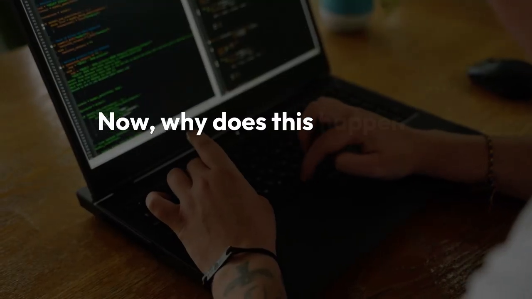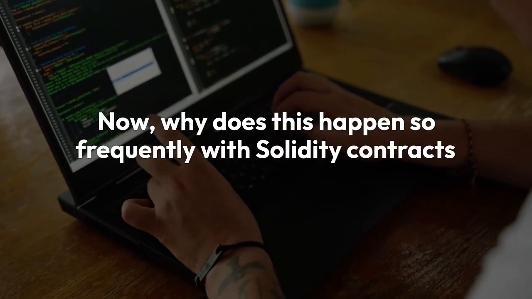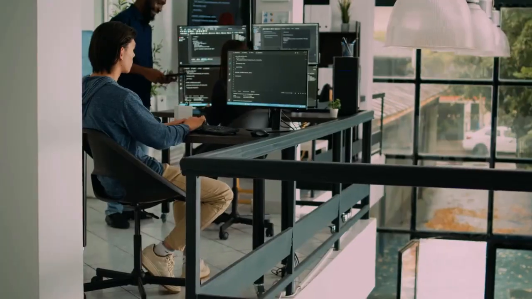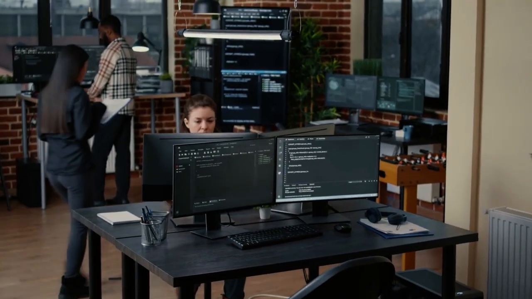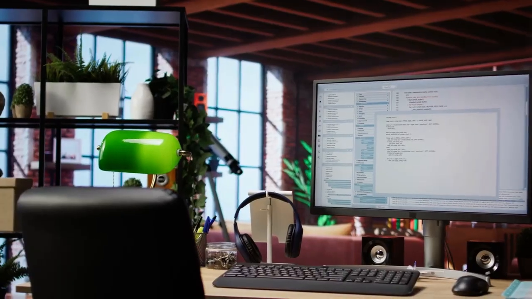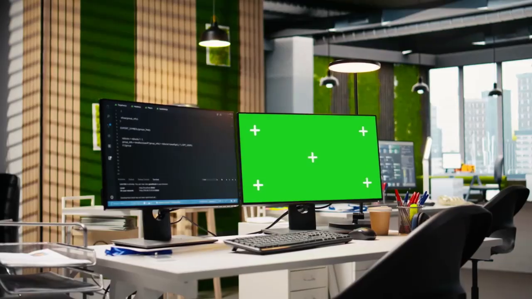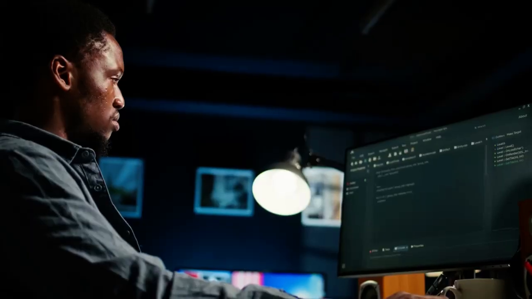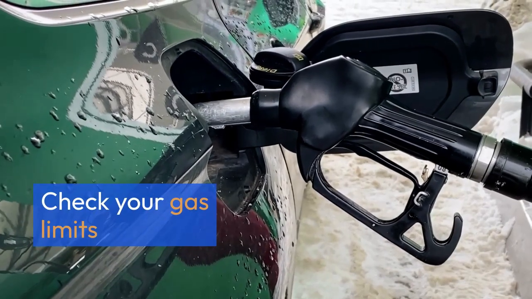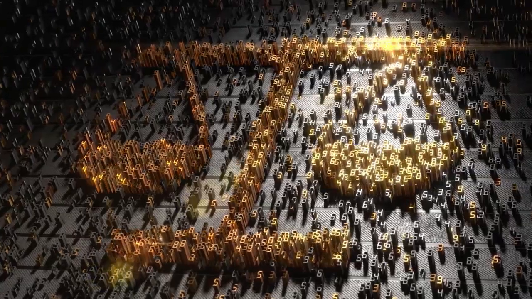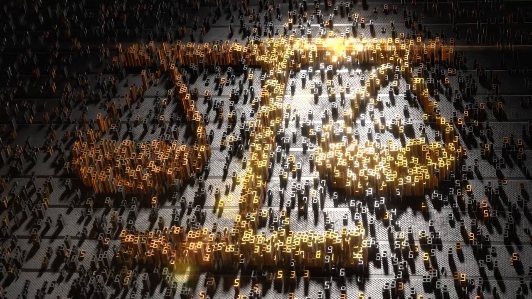Now, why does this happen so frequently with Solidity contracts on ganache-cli? One of the most common reasons is an out-of-gas error. When your transaction runs out of gas during execution, the EVM might throw an invalid opcode instead of a direct out-of-gas message, as it's a way for the EVM to signal an abnormal termination. So always start by checking your gas limits and increasing them if your contract performs complex operations.